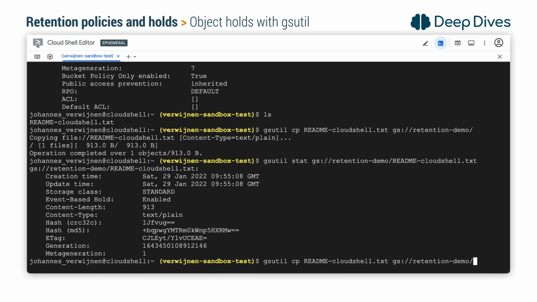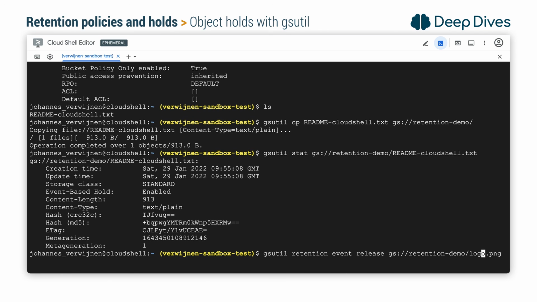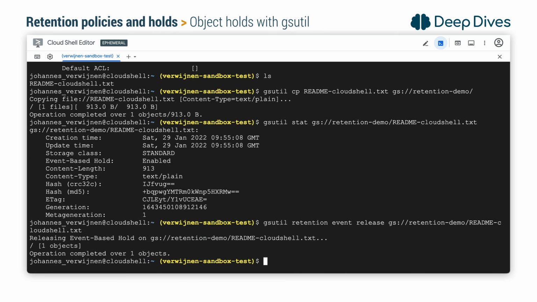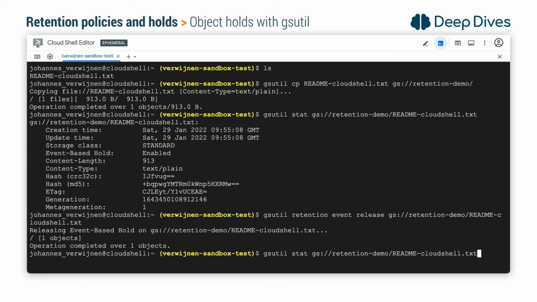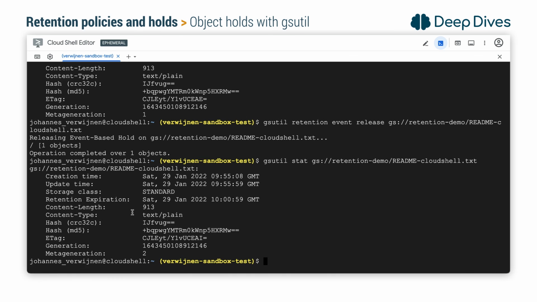Only once we release the event-based hold on that one, only then will the timer start working. Now we've released it. And now if you take a look at the stat, you can see that it will have a retention expiration 5 minutes from now, or from the moment when we released the event-based hold.